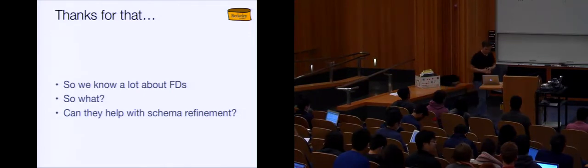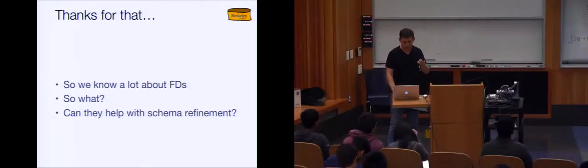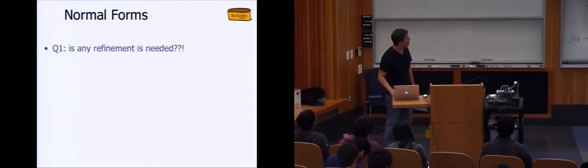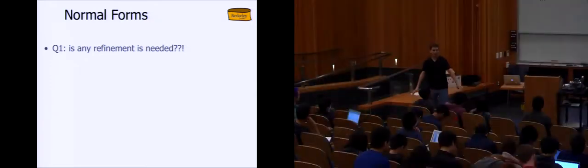All right. So, functional dependencies, what the heck are they for? They're supposed to be for schema refinement. And so this leads us to the topic of normal forms for relations. A normal form is a way to look at a relation and say, it's fine, leave it alone, we're good now.